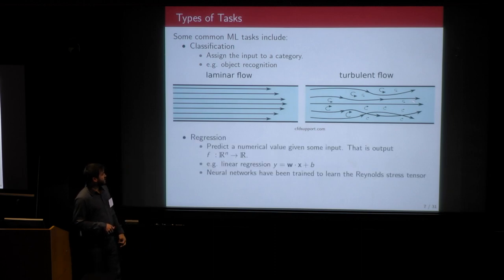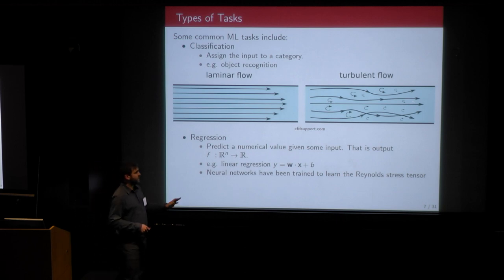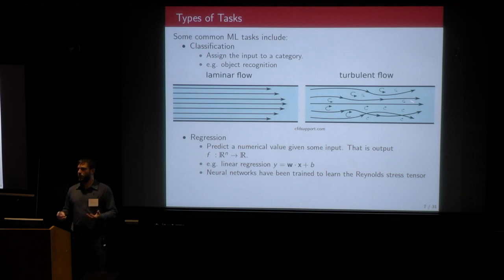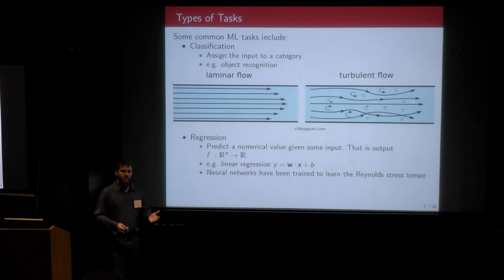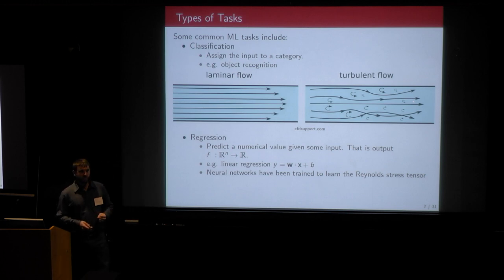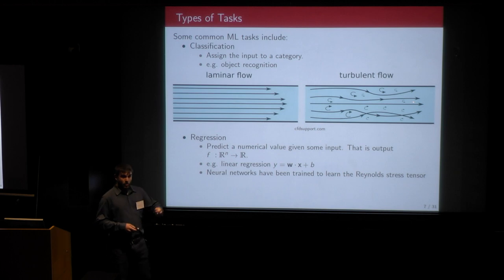Other things that people do are regression models. You're going to try and predict a numerical value given some input. This would be kind of like learning a mathematical model. In the turbulence world, people have neural networks learn the Reynolds stress tensor, which is some tensor function, right? And they've applied this to the Reynolds-averaged Navier-Stokes equations quite a lot. And we saw a little bit of that earlier today where one of the presenters was talking about developing a neural network to predict large eddy simulation closures.